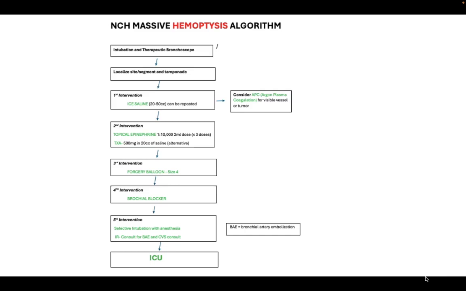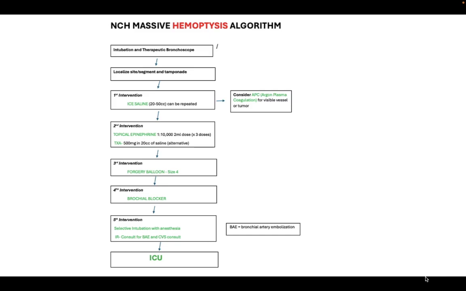At this point, there is a variation here to consider APC, or argon plasma coagulation, if there's a visible bleeding vessel or if you happen to be working on a central airway tumor that was bleeding. The second intervention from ice saline is to move to topical epinephrine. Now, oftentimes we use ice saline and epinephrine in alternating doses, which would also be acceptable. TXA is also an agent that would be acceptable to use if and when available.